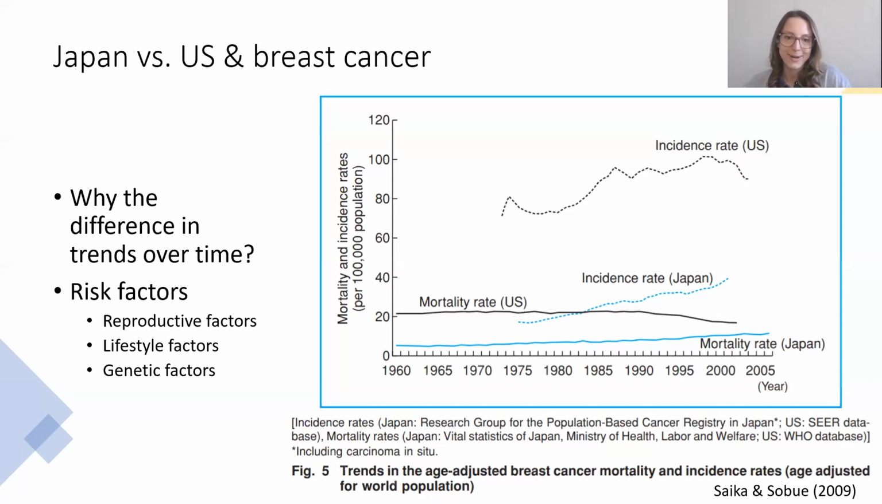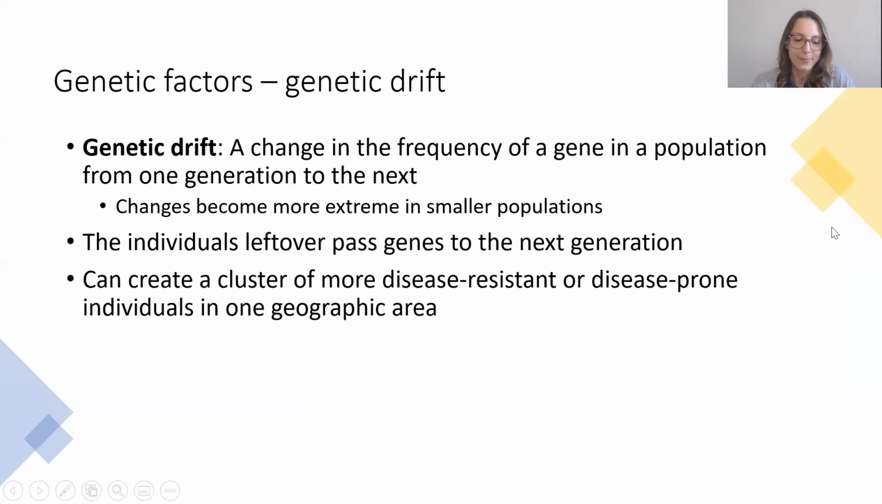But in general, what I kind of want you to take away from a slide like this is that even two countries with very similar economic development, similar economic strength, certainly on a global scale, can still experience trends in diseases in very different ways. So it's important to look at a multitude of other risk factors when you're talking about diseases. Now let's talk a little bit about that.